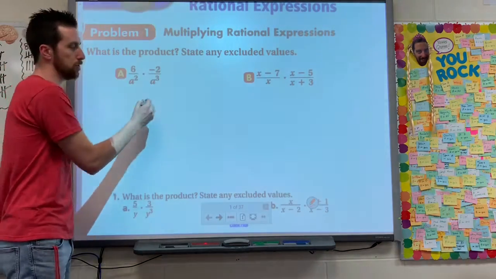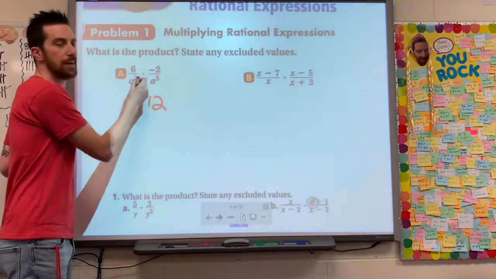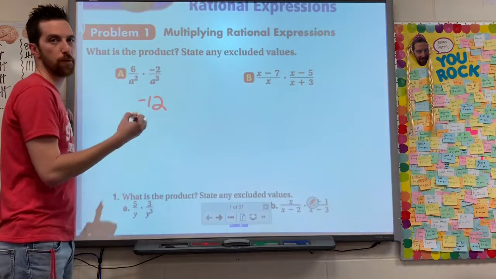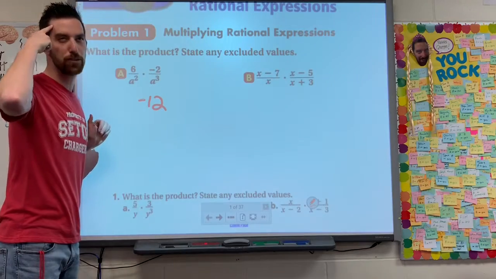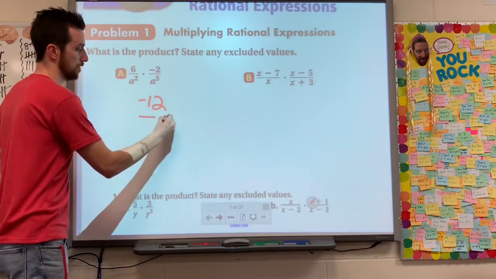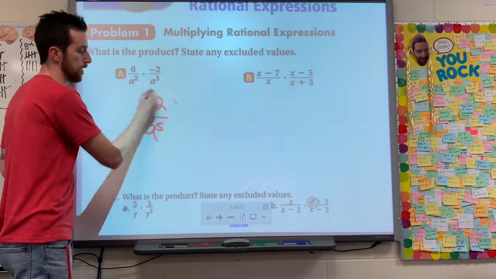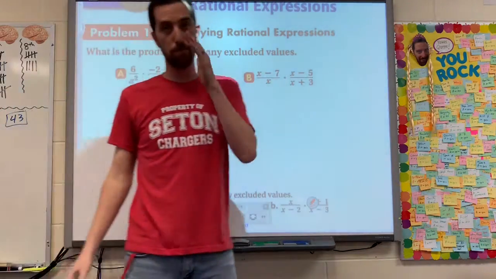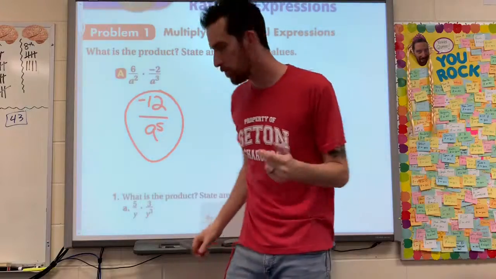6 times negative 2 is negative 12. A to the second times a to the third. Remember our exponent properties. What do we do when we multiply bases? We add them. So this becomes a to the fifth. That's simplified all the way. But remember to state your exclusions.